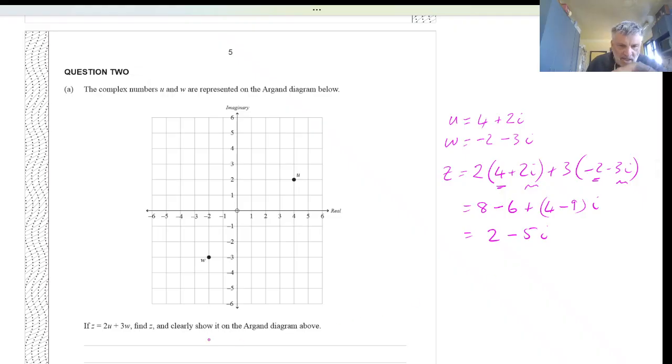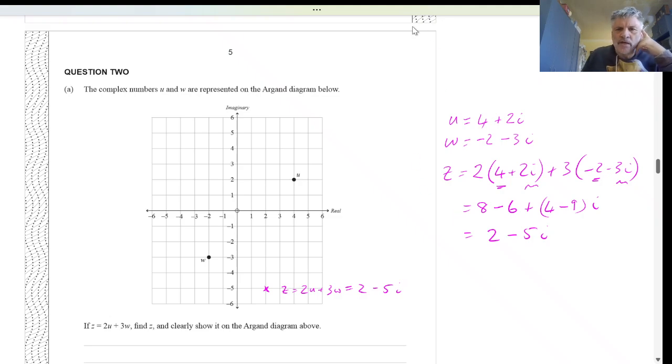The question does say, and clearly show it on the Argand diagram below, so we have to mark this point, so it's 1, 2 across, 2, 4, 5 down. We've got this point here is Z, which is 2U plus 3W, which is 2 minus 5i. And that would solve the question.